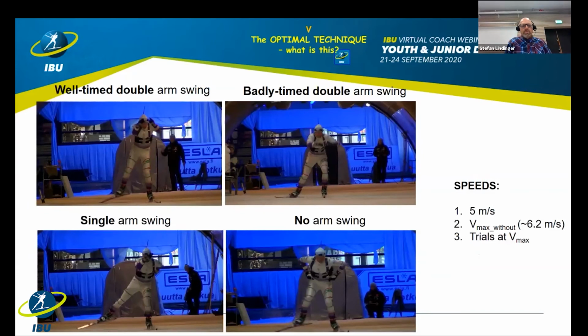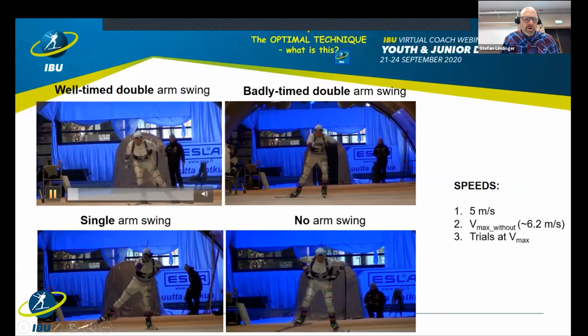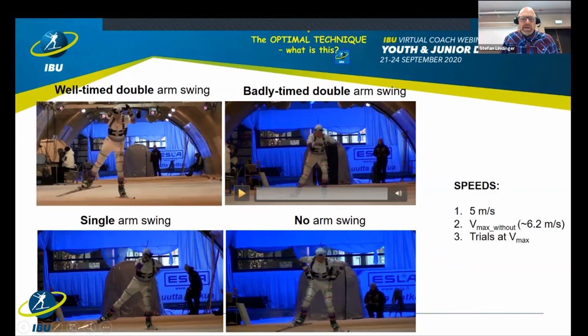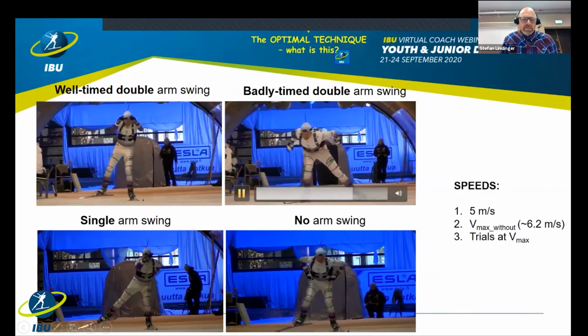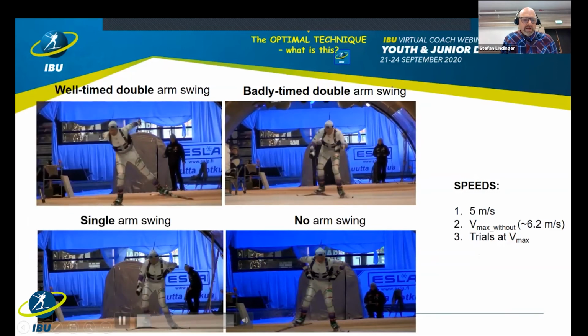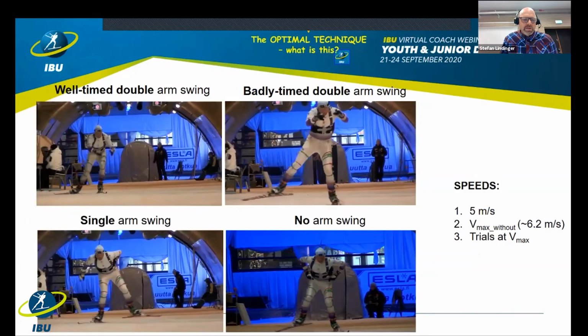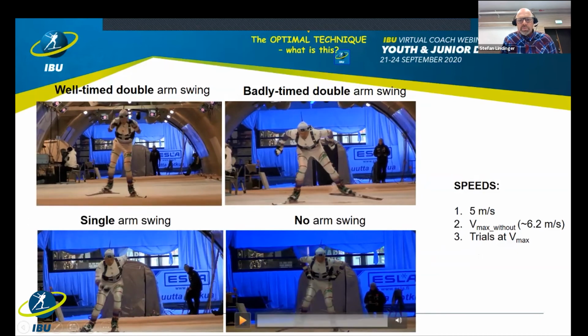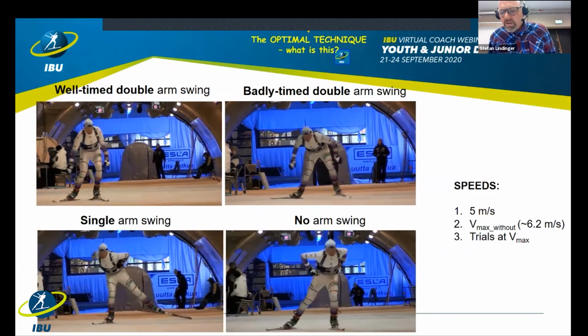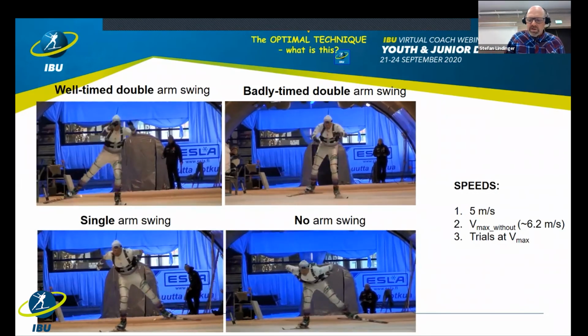Then we made a study in the Burkhardt ski tunnel to analyze how important arm swing is. So we have a well-timed double arm swing here in this video. No poles, we just looked at the arm swing in skating. A badly timed arm swing, so kind of simulating the picture we saw before. Then a single arm swing, we wanted to know is there a difference, and no arm swing. And we did that at different speeds, and also in max speed trials and so on, and compared this.